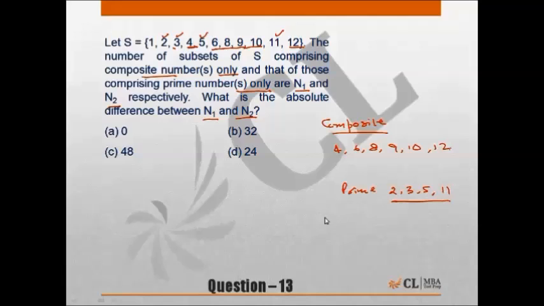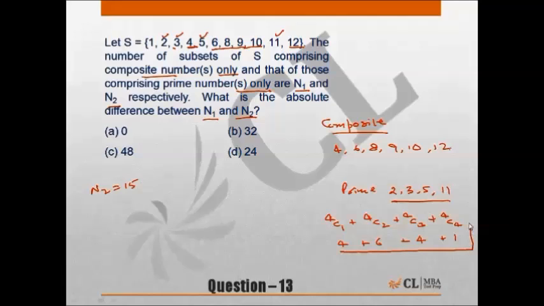So in how many ways can you create a set of one prime number out of these? That's nothing but 4C1 plus 4C2, taking two prime numbers, plus 4C3, three prime numbers out of it, plus 4C4. 4C4 is 1. 4C1 is 4, 4C3 also is 4, 4C2 is 4 into 3, 12 by 2, 6. So the total number of sets possible are 6 plus 4 is 10, plus 4 is 14, and 1 is 15. So n2 becomes equal to 15.